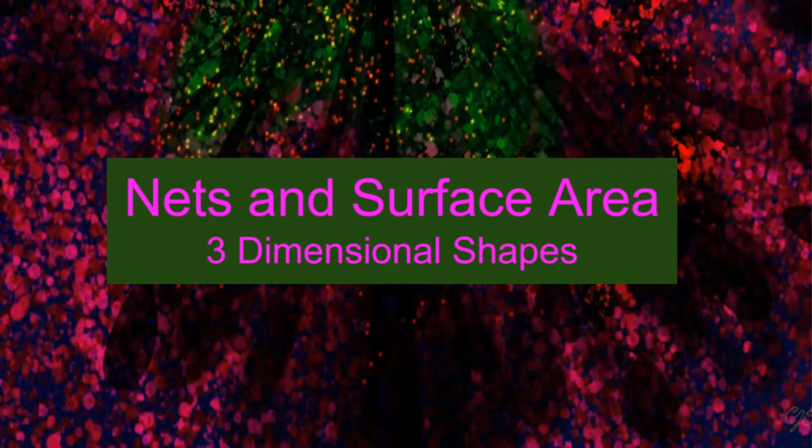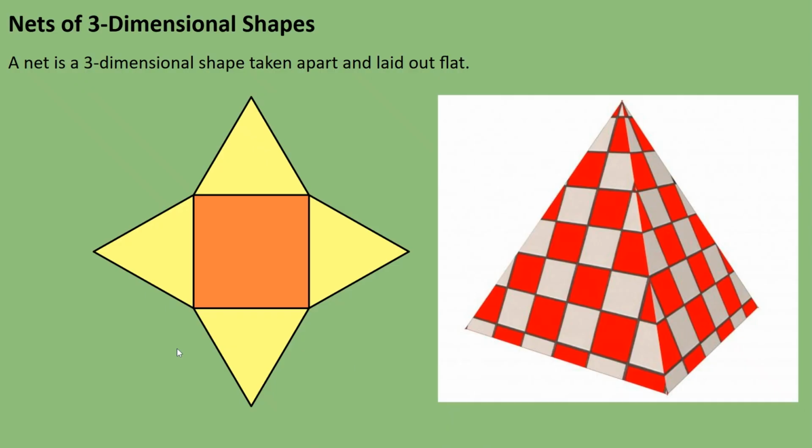All right, we're going to talk about nets and surface area today and three-dimensional shapes. So remember, three-dimensional shapes are like cubes and cylinders and stuff like that. So a net is a three-dimensional shape that's taken apart. So if you see this one, this is a pyramid with a square on the bottom, and if you were to pull up all the parts, it would point into that. So that's what a net is called.